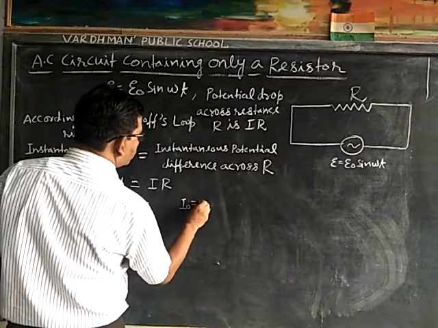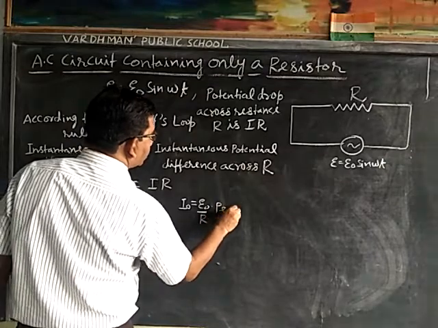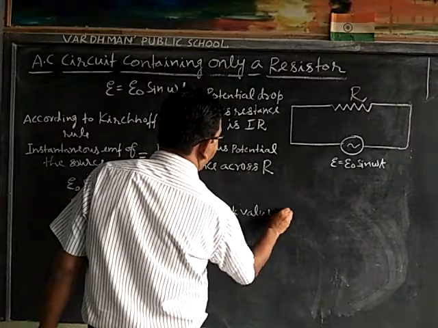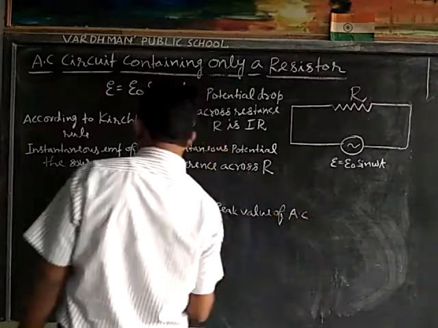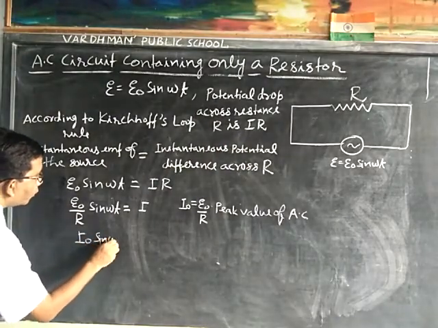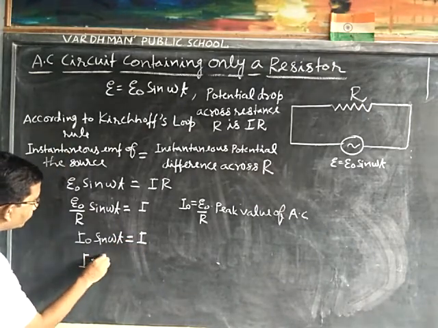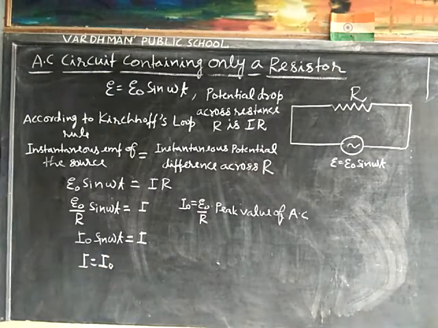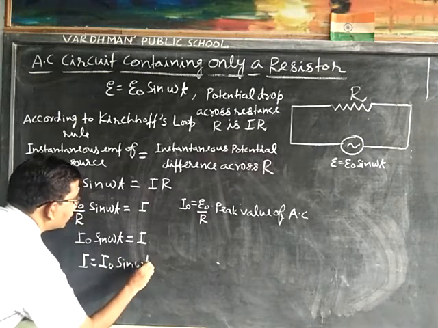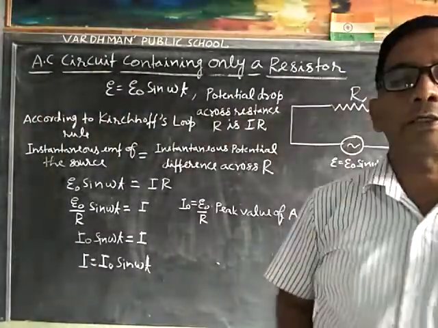I0 is equal to E0 upon R, which is the peak value of AC. So I0 sin omega t is equal to I, or I is equal to I0 sin omega t.